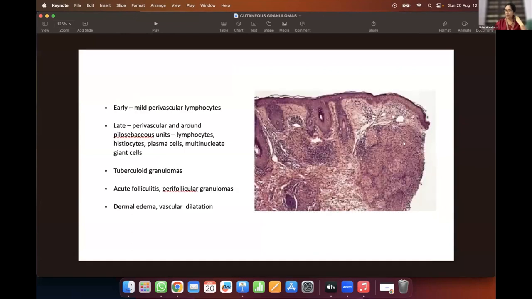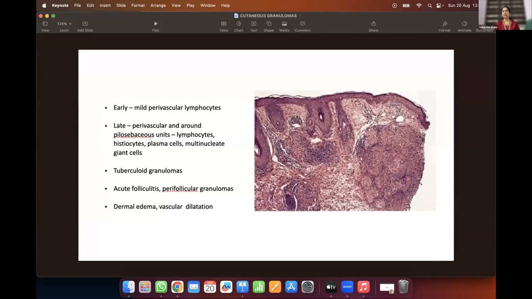So the findings that we see here, in early conditions, we see only perivascular lymphocytes. But in later stages, we can see well-formed granulomas around the vessels or around the follicles. So they are tuberculoid granulomas. In addition, we can also see acute folliculitis and dermal edema and vascular dilatation. So these are all the findings that we see in rosacea.